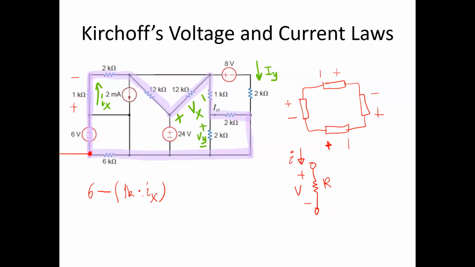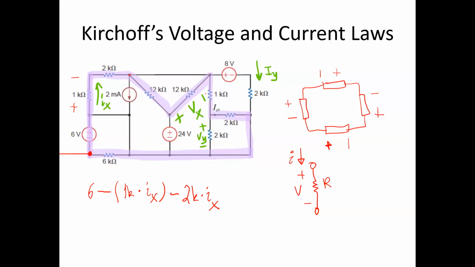Applying the same logic to the next resistor, I can write similarly that this is going to be minus 2k times Ix. This now brings us to the point right above, the node right above the 2 milliamp source. And in order to proceed, I now have to go across 2 successive 12 kilo ohm resistors.